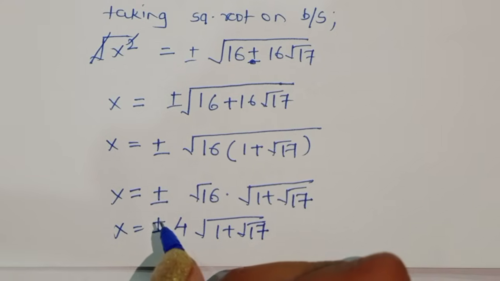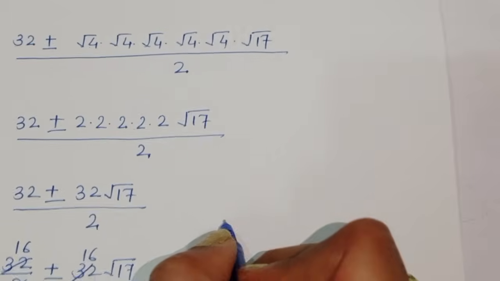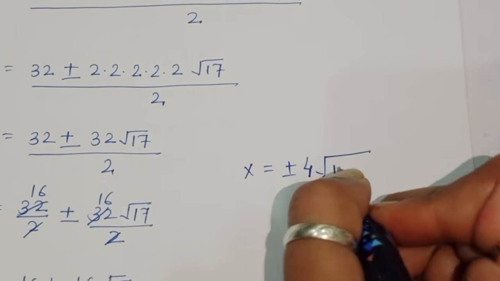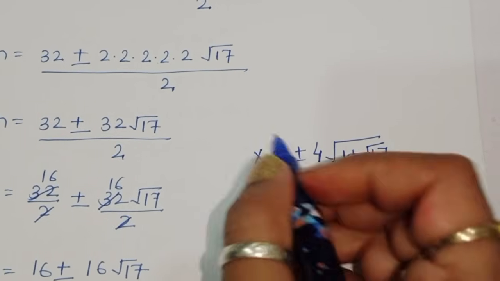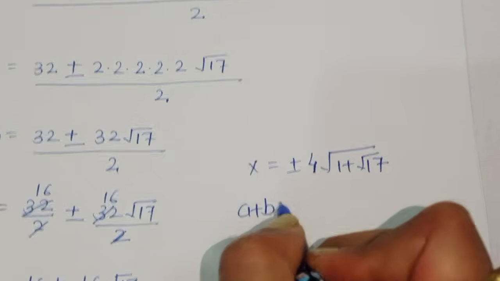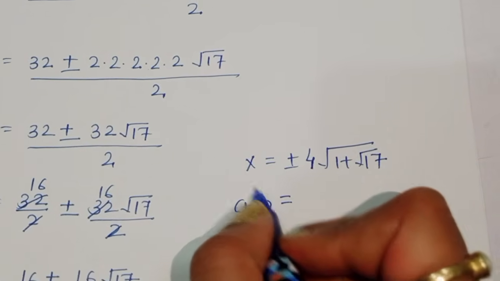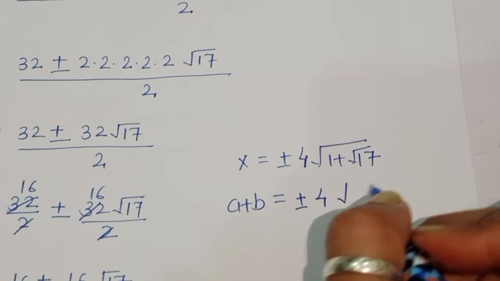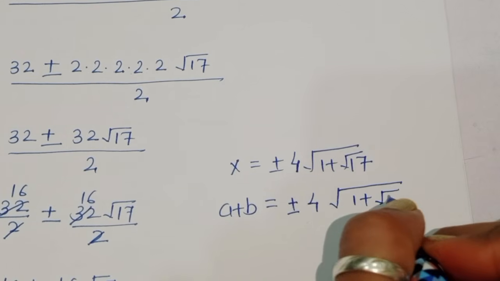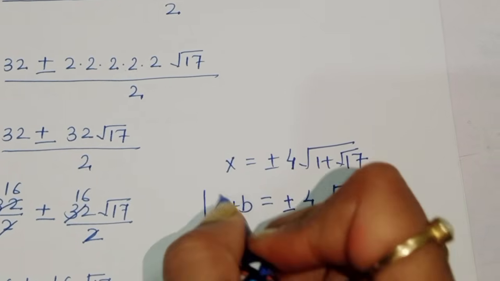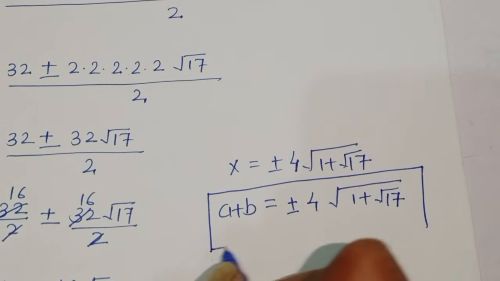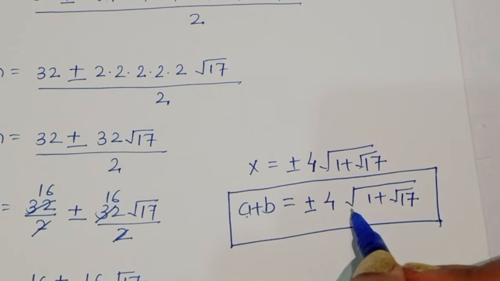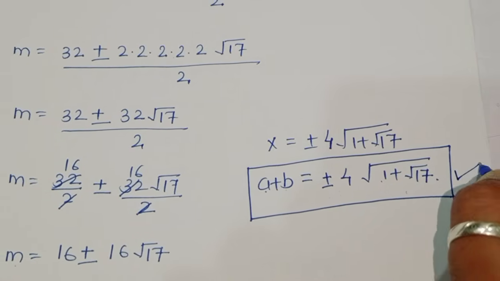x is equal to a plus b. So we can say the value of x is equal to plus minus 4 square root of 1 plus square root of 17, or a plus b is equal to, because we already considered that a plus b is equal to x. So a plus b is equal to plus minus 4 square root of 1 plus square root of 17, and this is the solution. We have to find out the value of a plus b, and this is the solution. a plus b is equal to plus minus 4 square root of 1 plus square root of 17. This is the solution. Thank you.